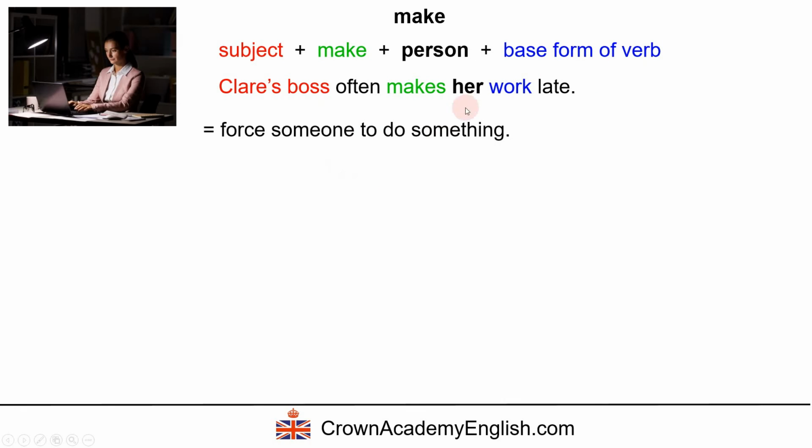Okay. Notice here, when the person is a pronoun, a personal pronoun, it is the object personal pronoun. Okay, so it's him or her, or it could be it if it's an animal, for example. So it's not he, it's not she. No, it's her or him or it. Or it could be them in the plural. So it's the object personal pronoun if we are using a pronoun.